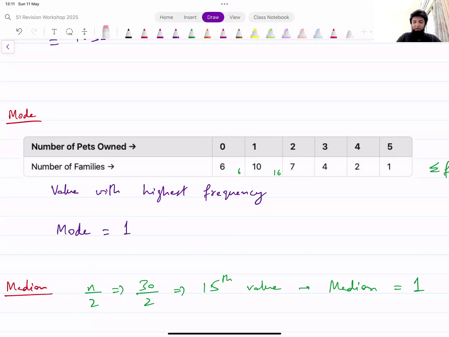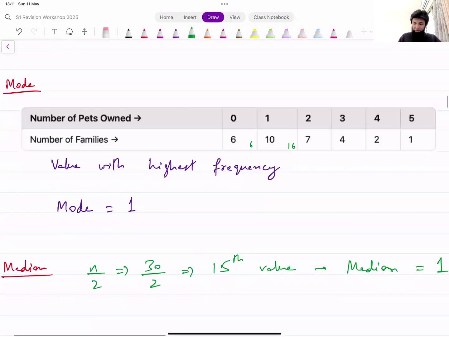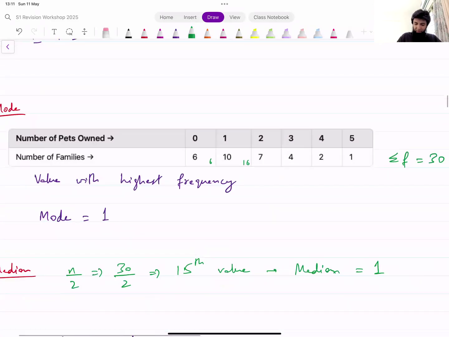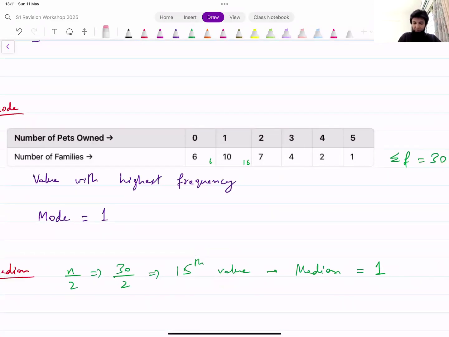So in this case, if you have to find median, how do you do that? You've got sigma f equals 30. So in place of n, you've got 30 here. The number of values is 30. Divide that by 2, that gives you 15. The 15th value is going to be the median. Now we count from the beginning. We've got 6 values until this point, so from 1 to 6, we've got these. Then from 7 to 16, the next 10 values up to 16, they are ones. So where does the 15th value lie? The 15th value lies in this interval. So the median in this case is also supposed to be 1 for that reason.